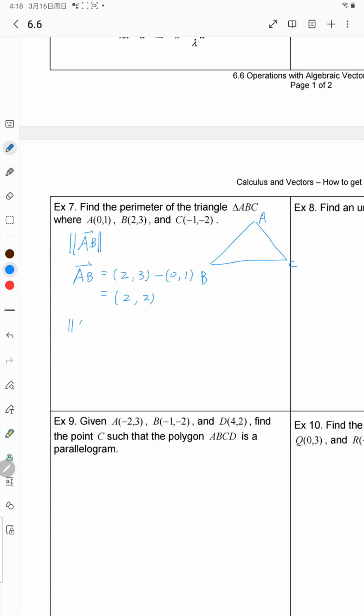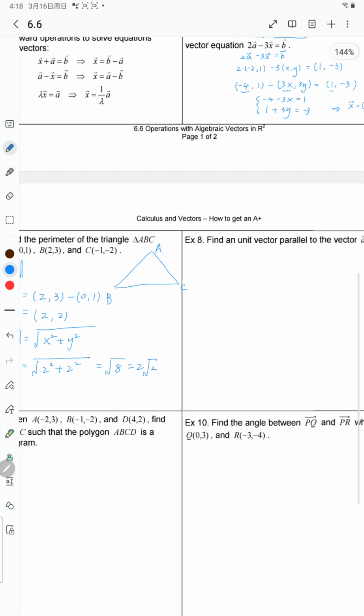And then the norm of AB is going to be the square root of the x coordinate of AB, so x squared plus y squared. So this is going to be 2 squared plus 2 squared, so the square root of 8, which is 2 square root of 2, all right?